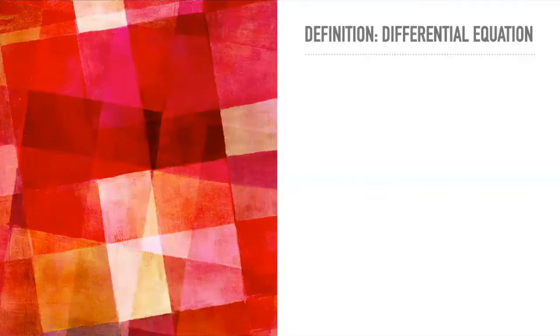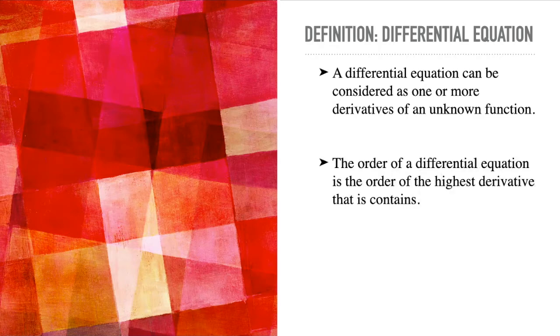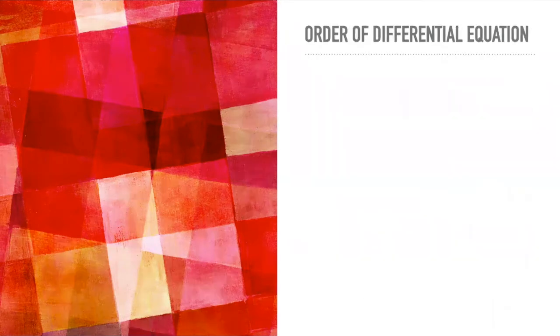Now, what is a differential equation? A differential equation is considered to be one or more derivatives of an unknown function. And believe it or not, derivatives represent the rate of change, and the differential equation is the one that defines the relationship between two of them. Now, the order of the differential equation is the order of the highest derivative. The degree of the differential equation is the power of the highest order derivative in the differential equation.